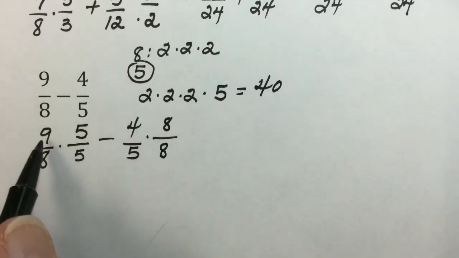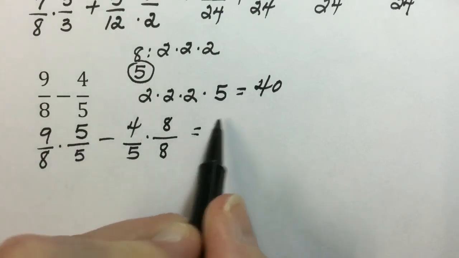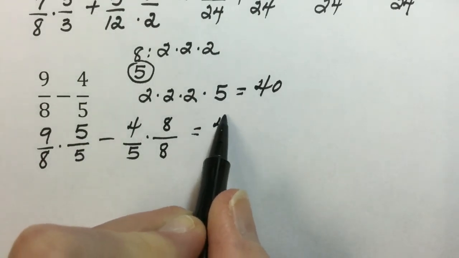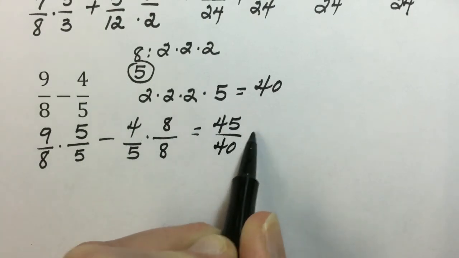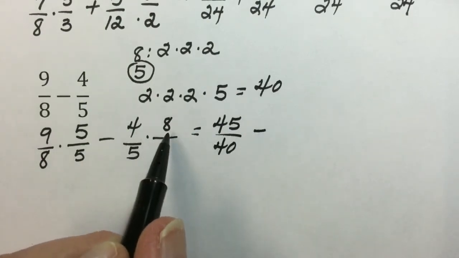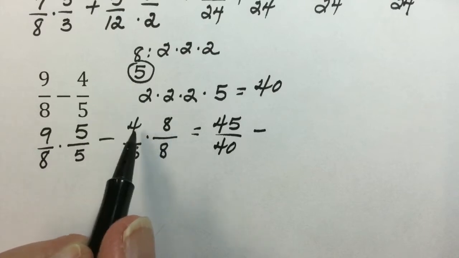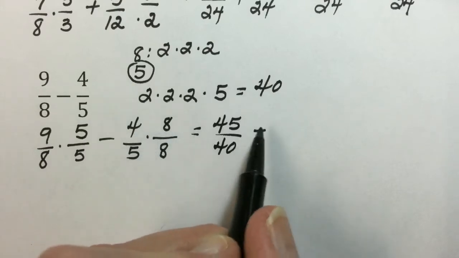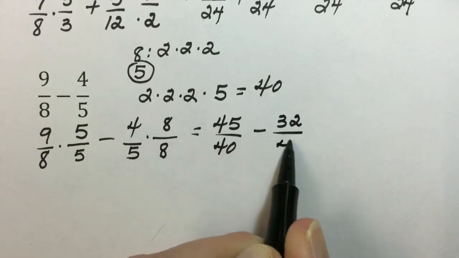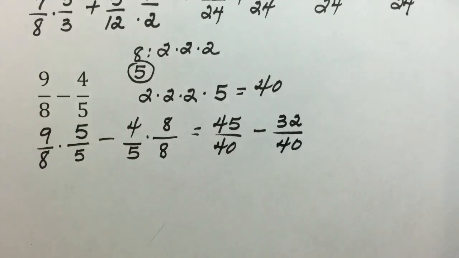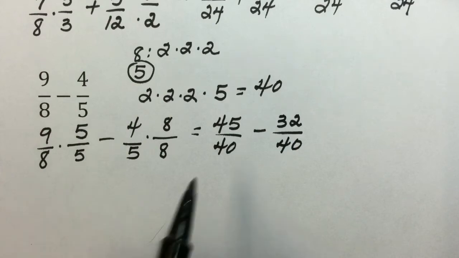Simplifying these, 9 times 5, multiplying the numerators together, we have 45. 8 times 5 is 40. Simplifying the second fraction multiplication, 4 times 8 is 32. 5 times 8 is 40. We have the desired common denominator.